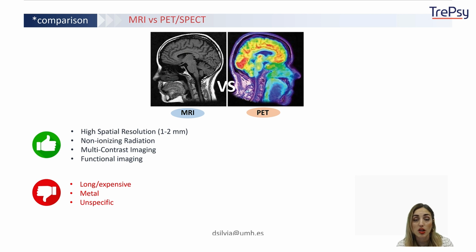It's generally pretty long. An MRI scan is pretty long compared to a PET, and it's also expensive. The contraindication for undergoing an MRI examination is having metal in the body. So, for example, a pacemaker is not allowed. There have been also a few accidents with metals in the room. And then probably the biggest limitation is that the specificity is limited, definitely limited compared to the specificity of SPECT.